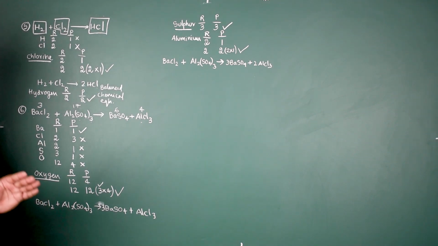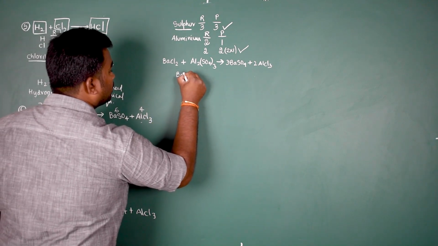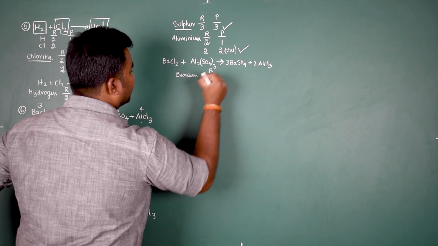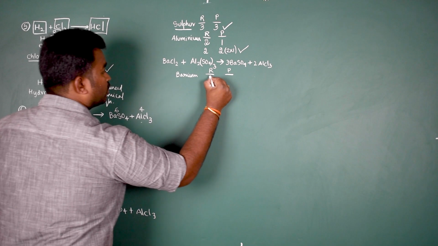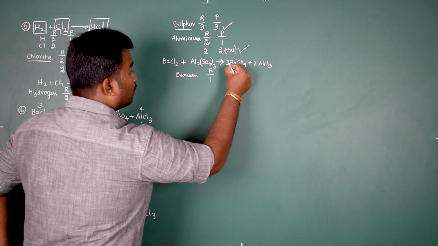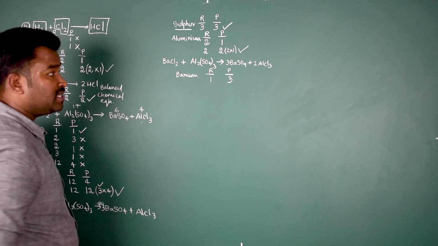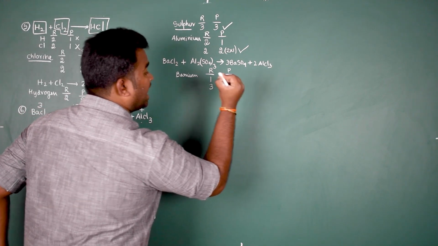Let's balance barium. In balancing the barium, we have to check how many are on the reactant side and how many on the product side. If you look at the reactant side, there is only one barium, whereas on the product side there are 3. So you have to balance this barium. That means I have to make it 3 here, and here also 3.